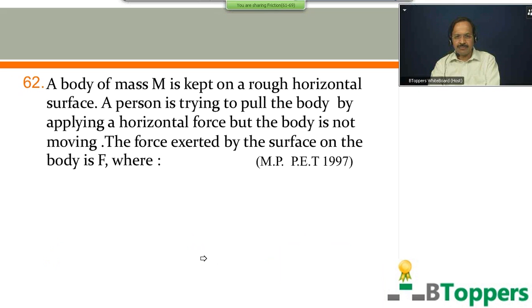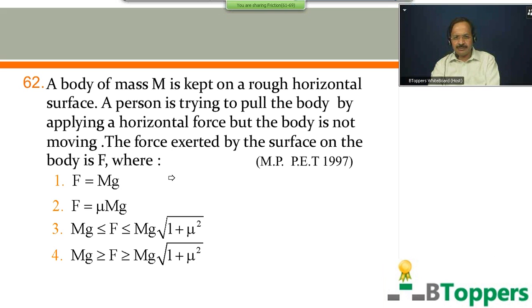See question number 62. A body of mass m is kept on a rough horizontal surface. A person is trying to pull the body by applying a horizontal force, but the body is not moving. The force exerted by the surface on the body is F, where we are given 4 options. First option, F equal to mg. Second option, F equal to mu mg. Third option, mg less than or equal to F less than or equal to mg root of 1 plus mu squared. Fourth option, mg greater than or equal to F greater than or equal to mg root of 1 plus mu squared.